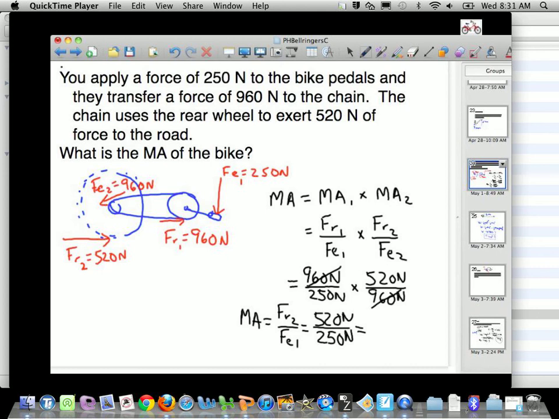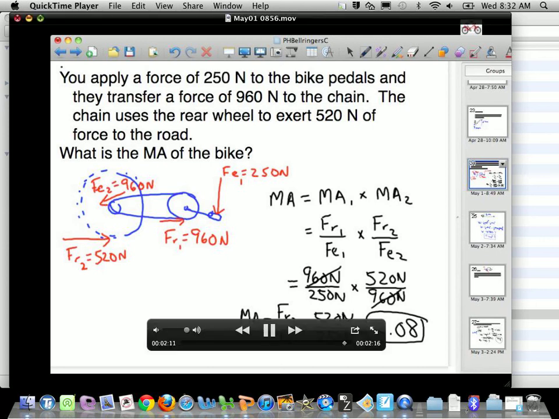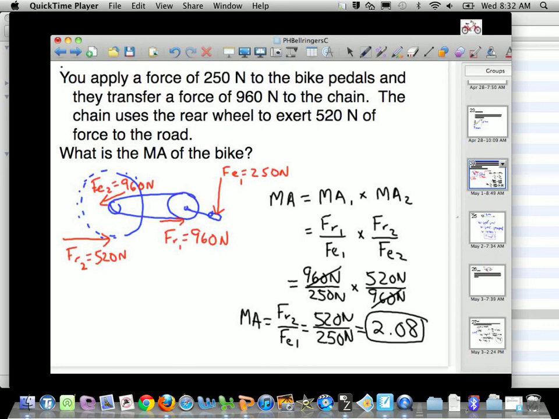Gives us a total mechanical advantage for this machine of, I believe it's 2.08. So around 2.1. You get about twice the output force on this bicycle to what you put in. So that is how you calculate the total mechanical advantage of a compound machine.